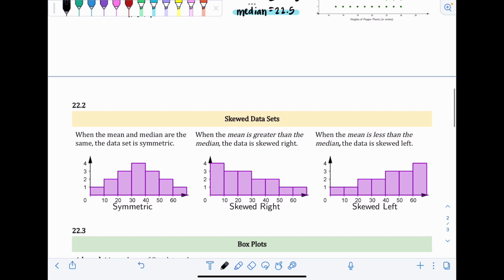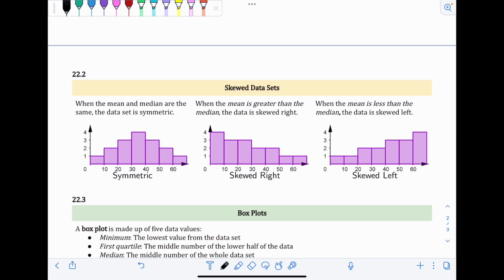Okay, so 22.2, this is about skewed data sets, just a little tiny section. So starting in that first part, when the mean and the median are the same, the data set is symmetric. So we talked about that at the very beginning of 22.1. If the mean and the median are the exact same number, then that means that the data set is symmetric, meaning I could draw a vertical line down the middle and it would be like a reflection of itself on either side.